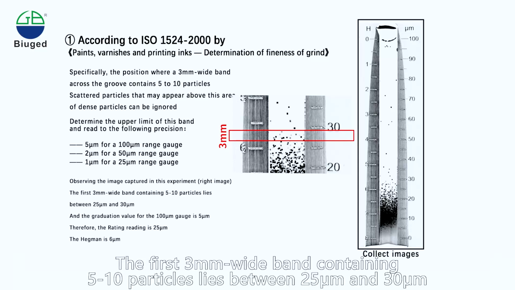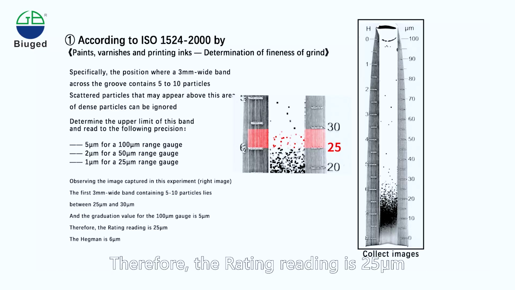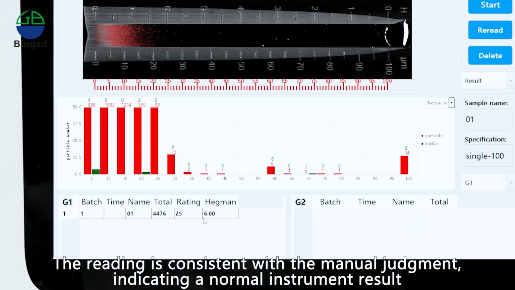The first 3 mm wide band containing 5 to 10 particles lies between 25 micrometers and 30 micrometers, and the graduation value for the 100 micrometers gauge is 5 micrometers. Therefore, the method rating reading is 25 micrometers. The Hegman is 6. The reading is consistent with the manual judgment, indicating a normal instrument result.